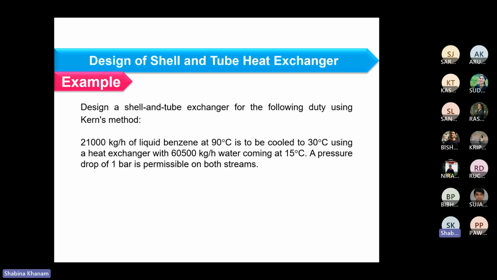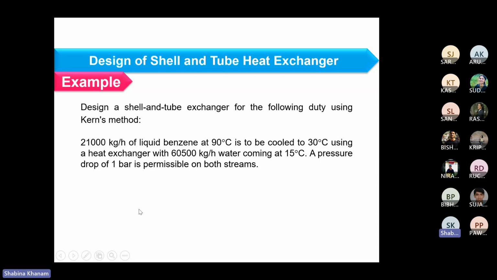As I told you, when we consider the design of a shell and tube heat exchanger, or any other heat exchanger as well, we need only 5 parameters through which we start the calculations, right? In this example, we need to consider the following duties to design a shell and tube heat exchanger: 21,000 kg per hour of benzene, available at 90 degrees and to be cooled to 30 degrees. That is the inlet and outlet temperature, and this is the flow rate.